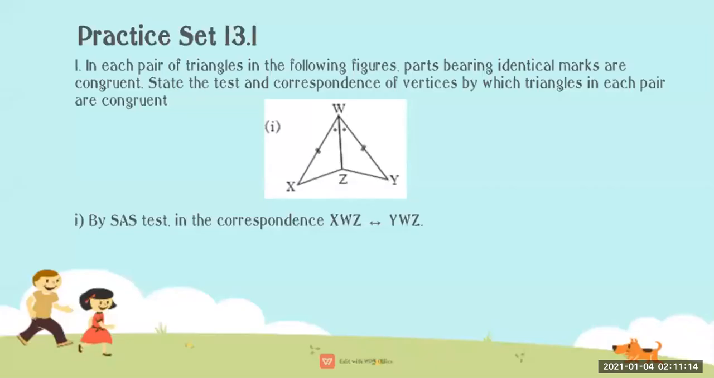Okay, now we will start with our practice set 13.1. The first question is, in each pair of triangles in the following figure, parts bearing identical marks are congruent. State the test, and which vertex corresponds to which. Here you have to state the test and the correspondence of the vertices by which the triangles in each pair are congruent.